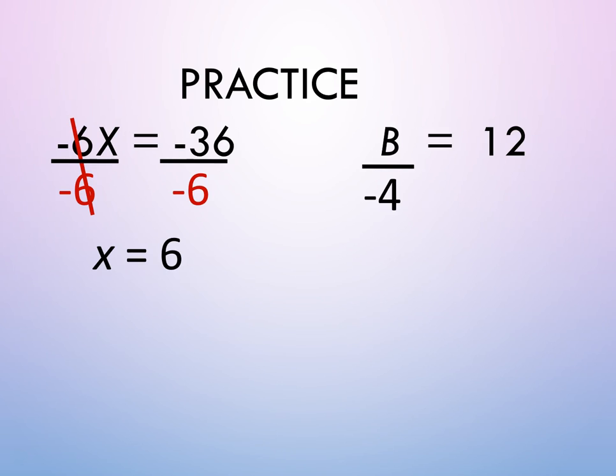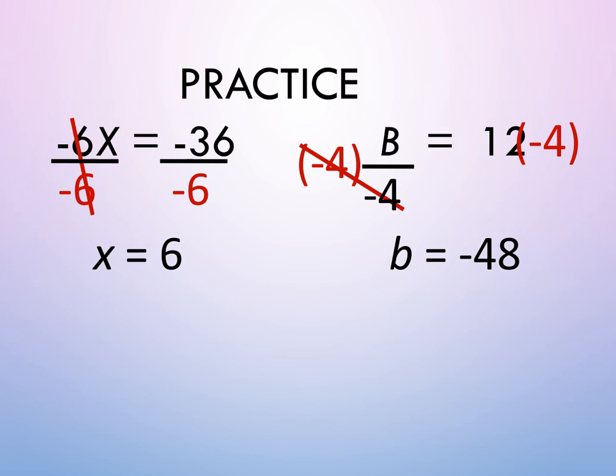Alright, what is happening to b? B is being divided by negative 4. What is the opposite of dividing by negative 4? Yep, the opposite of division is multiplication. We're going to multiply by negative 4 on both sides. So negative 4b divided by negative 4 crosses out, and then it's going to give me a positive b. 12 times negative 4 gives me negative 48. So my answer is b equals negative 48.